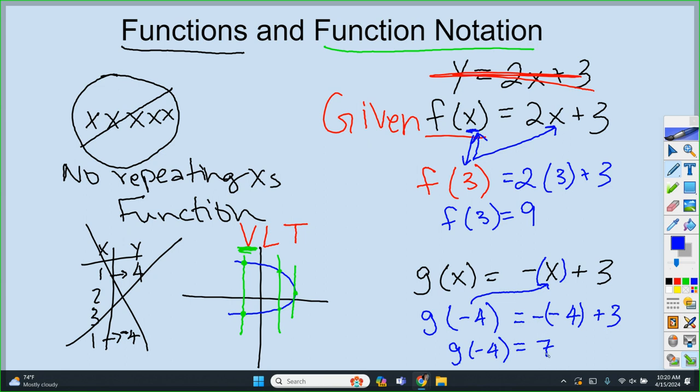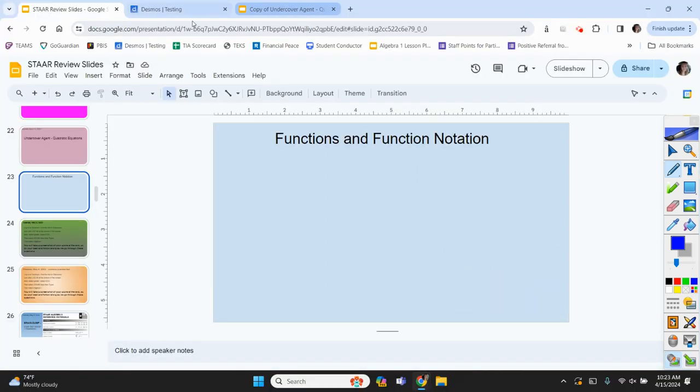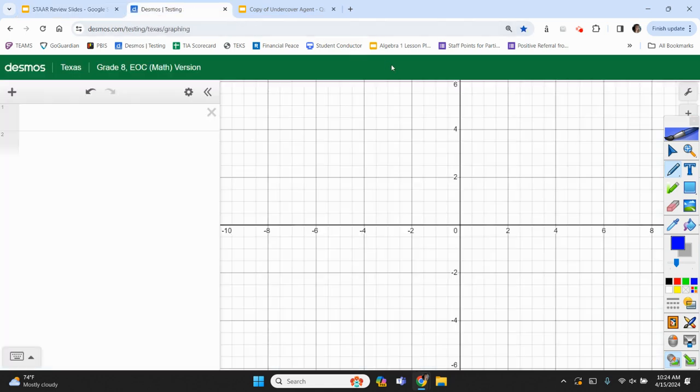Basically, this is giving you an x and a y value. This is the y value, or sorry, this is the x value. It's giving you the y value. So that's how you actually plug it in and do the work, the math. But remember, you can use Desmos for function notation. It makes it a lot easier. So let's go to Desmos here.